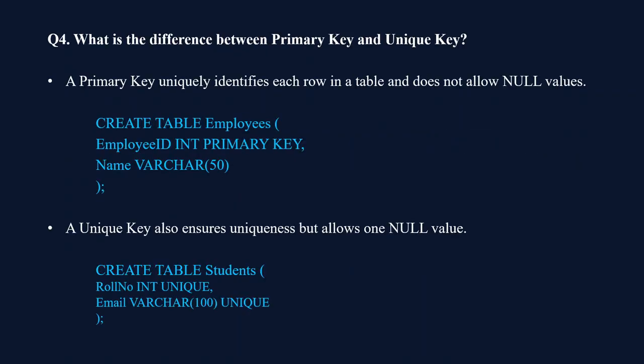Question number 4. What is the difference between primary key and a unique key? Primary key does not allow null values. For example, in the employees table, employee ID can be a primary key. A unique key also ensures uniqueness but allows one null value. For example, in the students table, roll number and employee name can be a unique key.